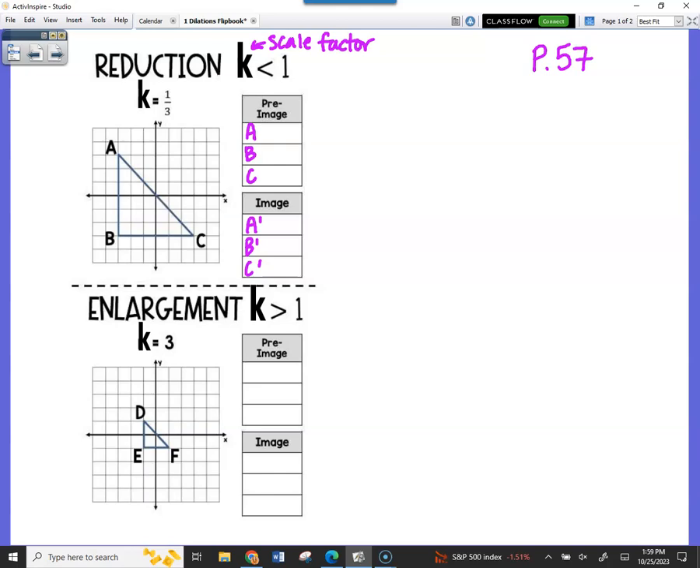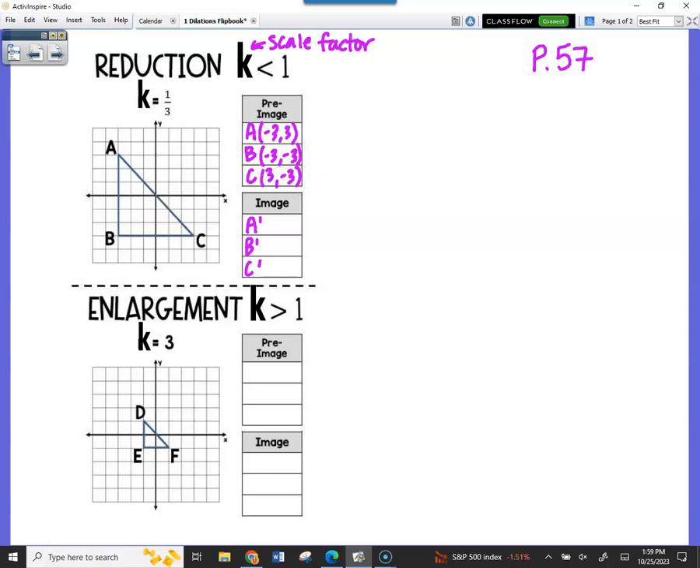Hopefully you remember how to read coordinate points. Remember, your first number is right or left. Your second number is up or down. So A is what coordinate points? Very good. B? -3, -3. Very good. C is +3, -3. Very good.